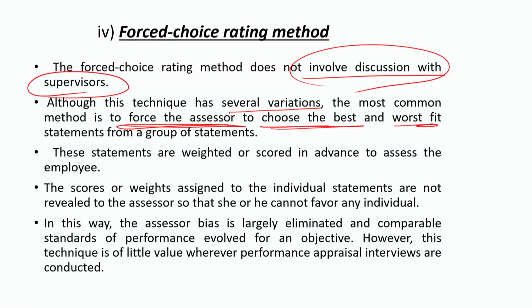So there is a group of statements. One statement will be the best fit, the other statement may be the worst fit. So he has to identify the best and the worst fit statements and give the weight or score, some quantified score to each statement in the end for evaluation purpose. So the scores and weights assigned to individual statements are not revealed to the assessor so that she or he cannot favor any individual. So I'll just show you the graphic for it.